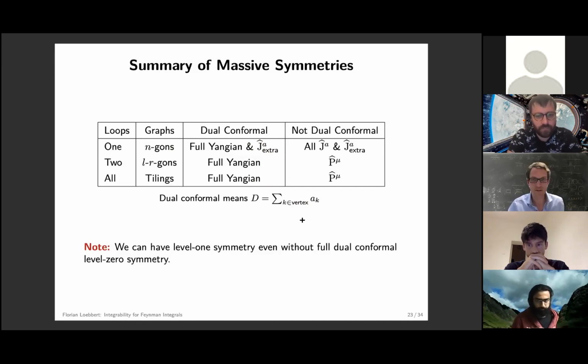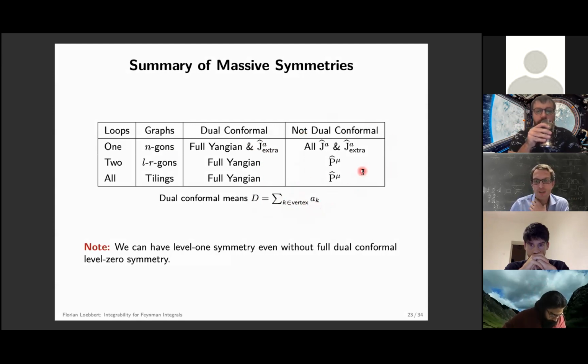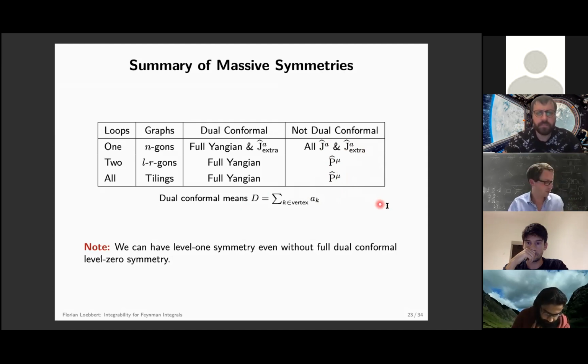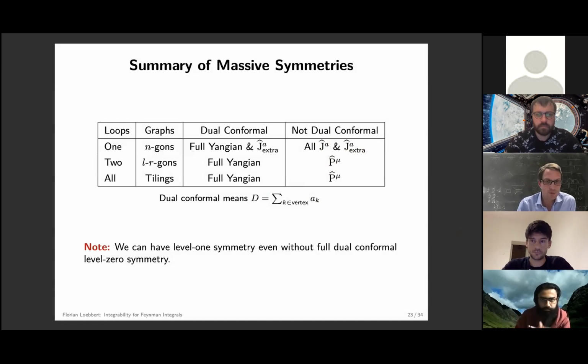An interesting thing is that we can also give up on this dual conformal constraint here. So we can give up on the constraint on the propagator powers, which brings us to this column here. And the interesting thing is that at one loop, we still have all of these level 1 symmetries, even if the level 0 symmetries are broken because we don't impose this. And at higher loops, we still have this p-hat symmetry. So this p-hat really plays a distinguished role and appears even if it's not embedded in the full Yangian symmetry.